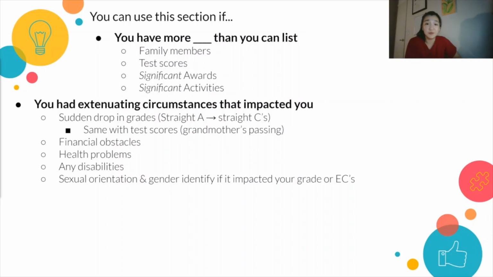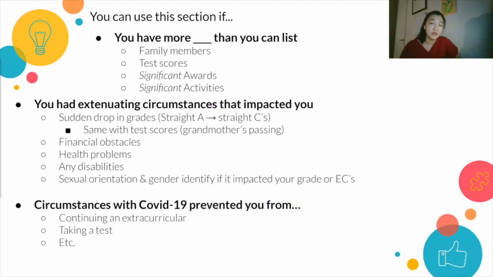Other circumstances you should write about include financial obstacles, health problems, any disabilities, and also sexual orientation and gender identity if it impacted your grades or extracurricular activities. That being said, if you have already written about any of these circumstances in your personal statements, then there's no need to repeat that again in the additional information section.